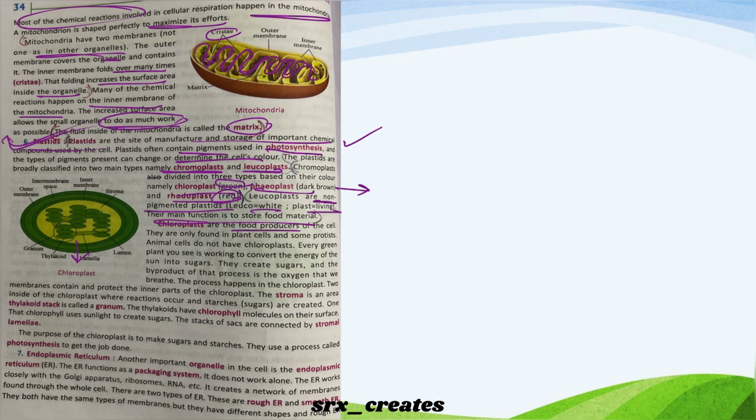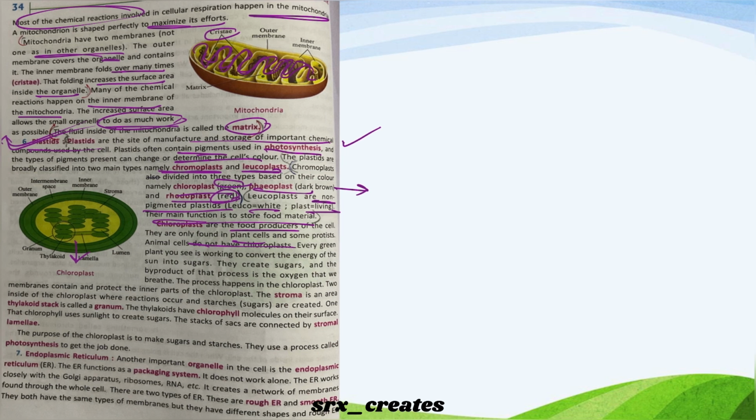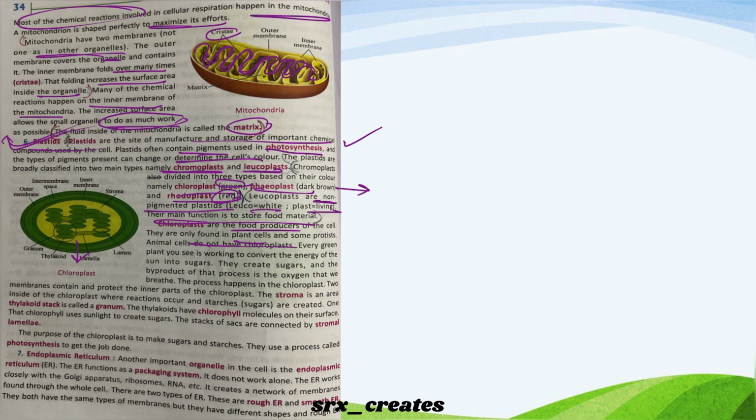Chloroplasts are the food producers, means they produce food. They are found only in plant cells, not animal cells. Animals do not have chloroplasts. Every green plant you see is working to convert the energy of the sun into sugars. They create oxygen as a byproduct, which we breathe. The process happens in the chloroplast. Two membranes protect the inner parts, see, there are two membranes. The stroma is an area inside the chloroplast where reactions occur and starch and sugars are created.